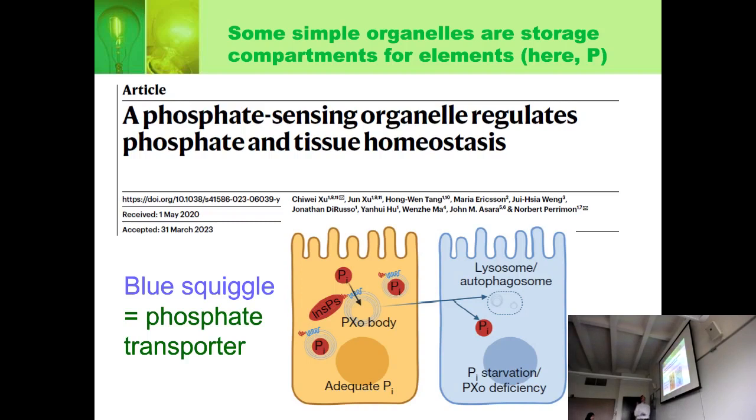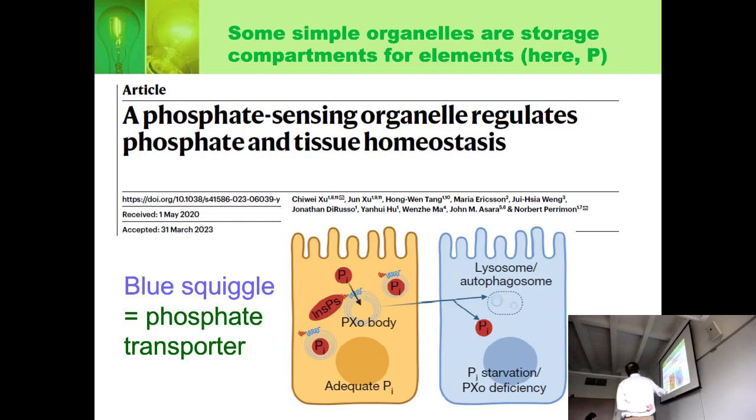And basically what we have is a phosphate-based organelle. The thing about this is they don't actually say this in the paper, but to me it makes perfect sense chemically, which is kind of the cool thing. So here's the idea: when you have adequate phosphate, you take your extra phosphate and put it into this organelle. When you're starved for phosphate, you can degrade the organelle and get the phosphate back out. It's not really very complex, right? It's just basically a storage place for phosphate.